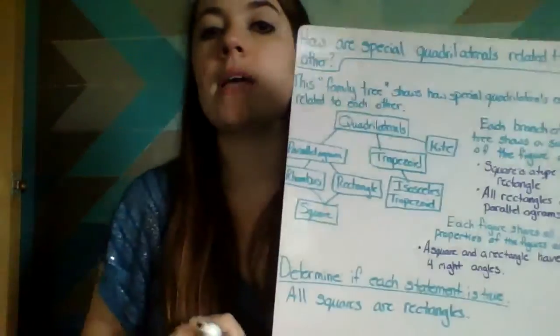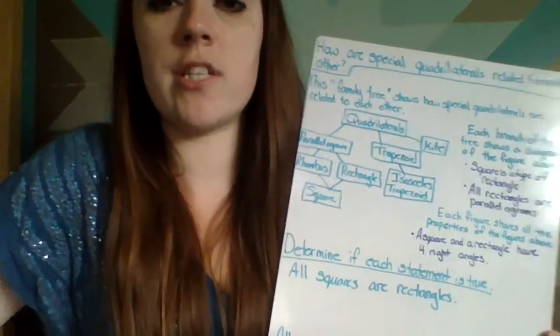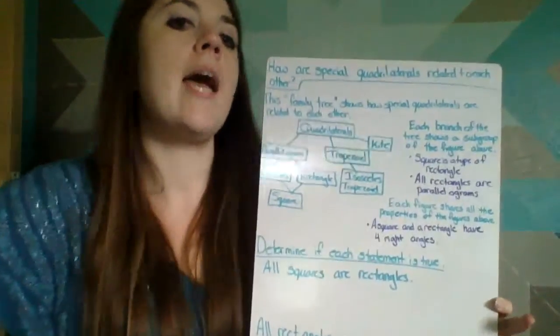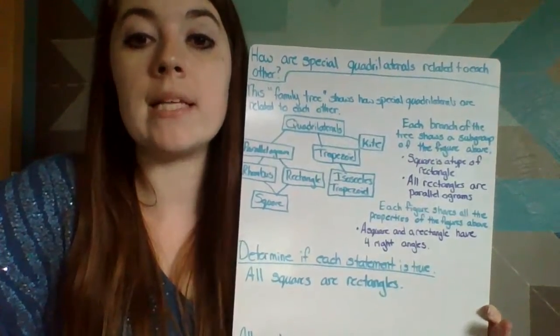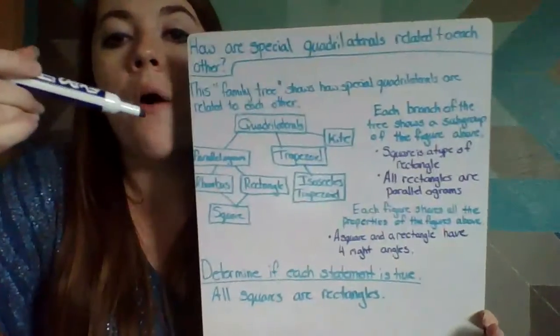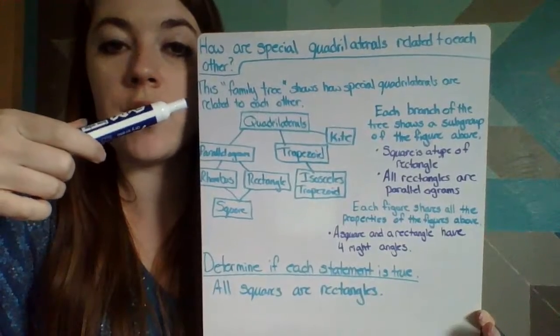Quadrilateral is your keyword for this lesson. So like I said, these are what are known as special quadrilaterals, because obviously we can have four-sided figures that aren't necessarily a parallelogram, a rectangle, a square, a trapezoid, or a rhombus. So how are special quadrilaterals related to each other?